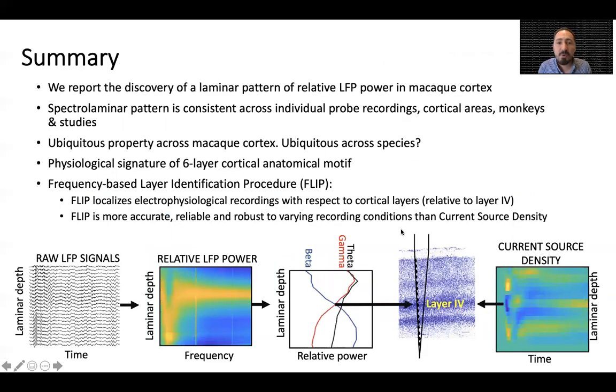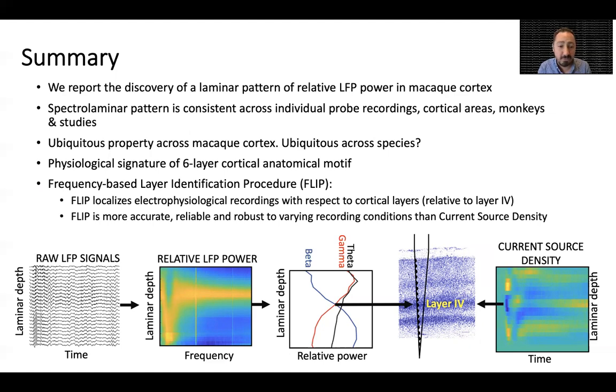In summary, we report the discovery of a laminar pattern of relative LFP power in the macaque cortex consisting of higher gamma and theta relative power in superficial layers and higher alpha-beta relative power in deep layers. This spectrolaminar motif is highly consistent across individual probe recordings, a variety of cortical areas, individual monkeys, and studies from different labs. This suggests that the motif is a ubiquitous property across all macaque cortex and represents a physiological signature of the well-known 6-layer cortical anatomical motif. Whether the motif is ubiquitous across species remains to be determined.